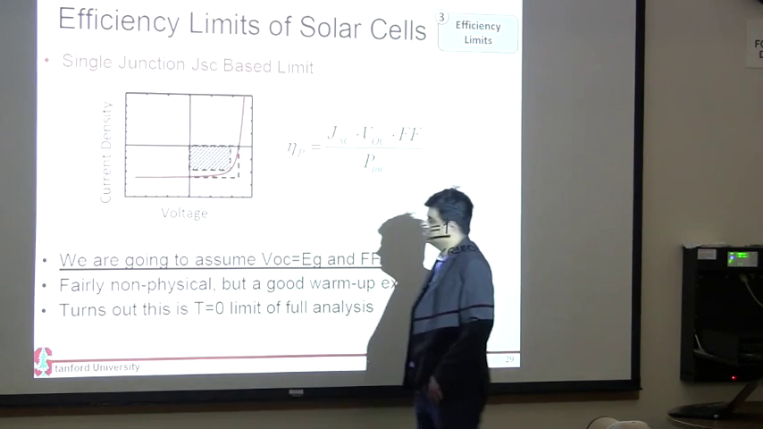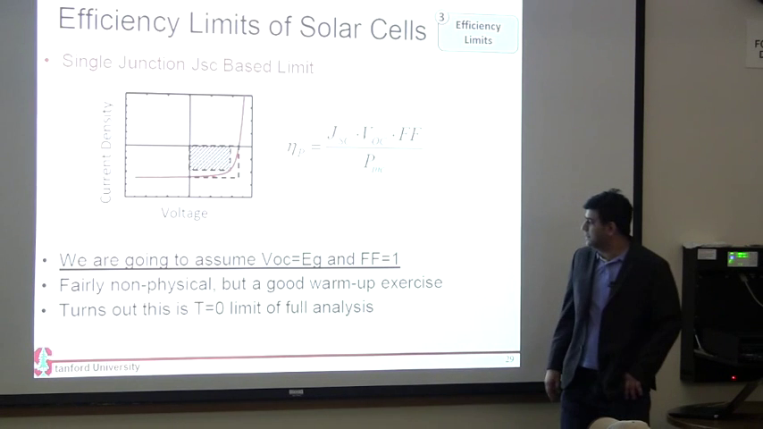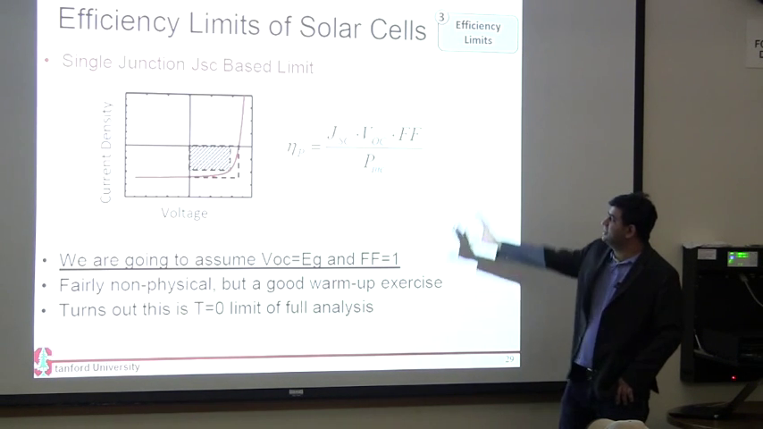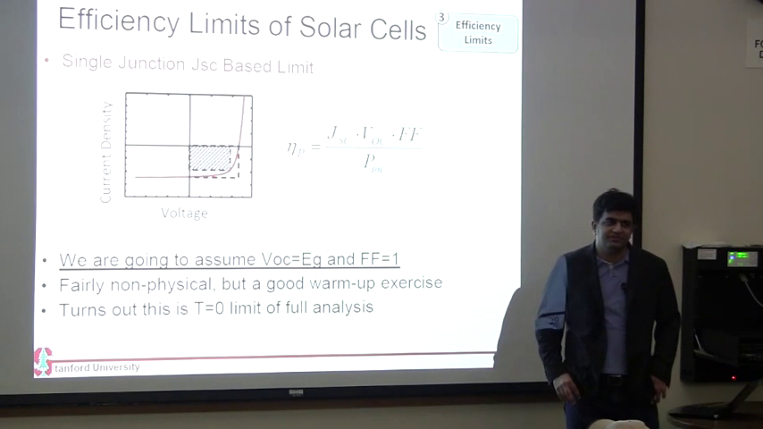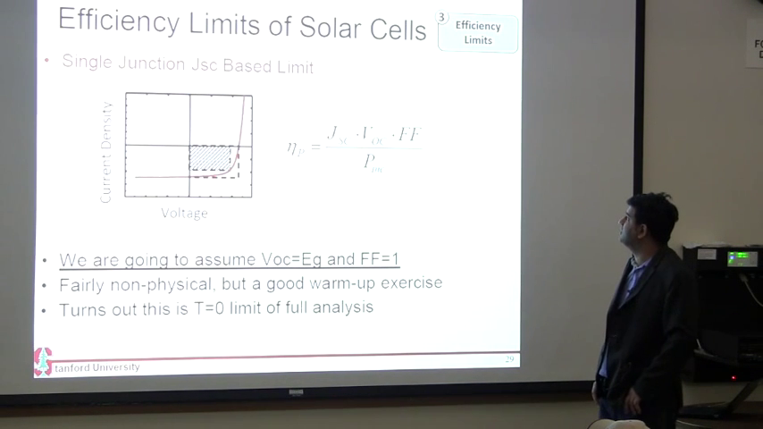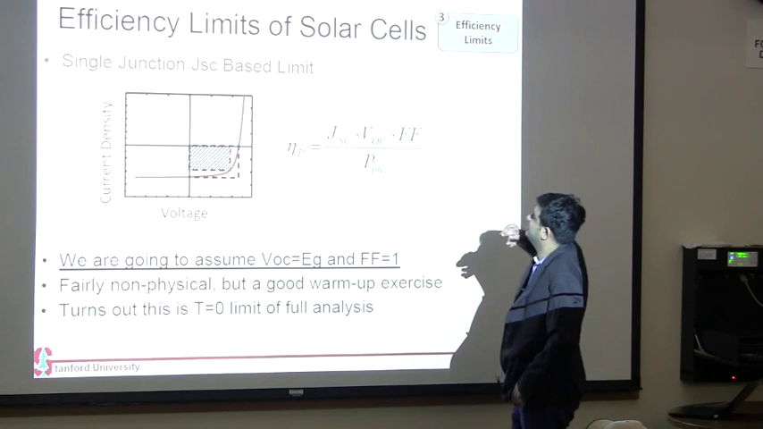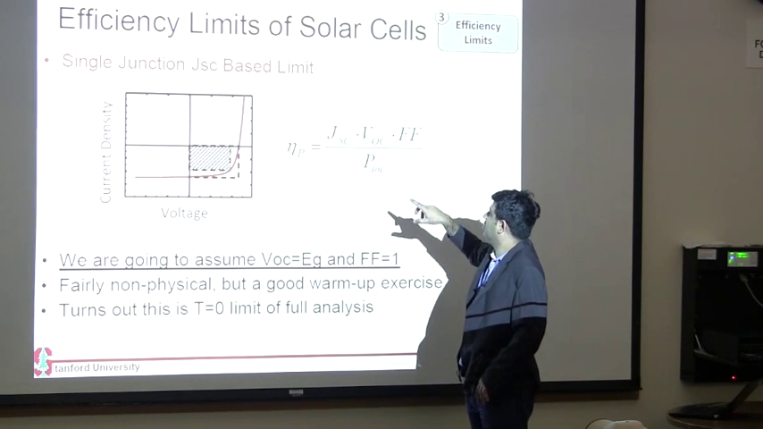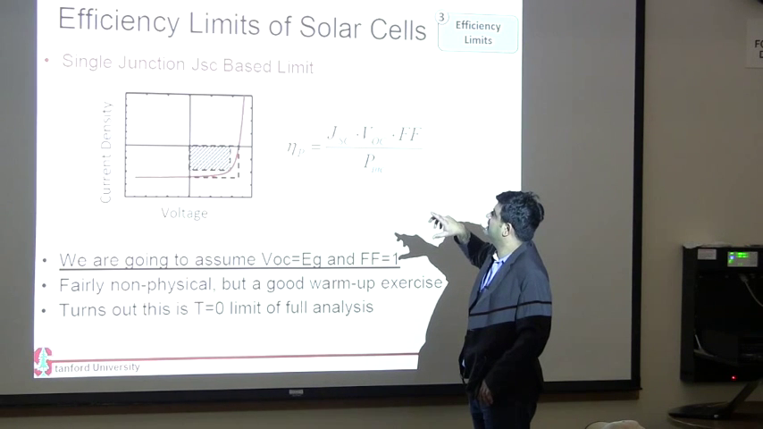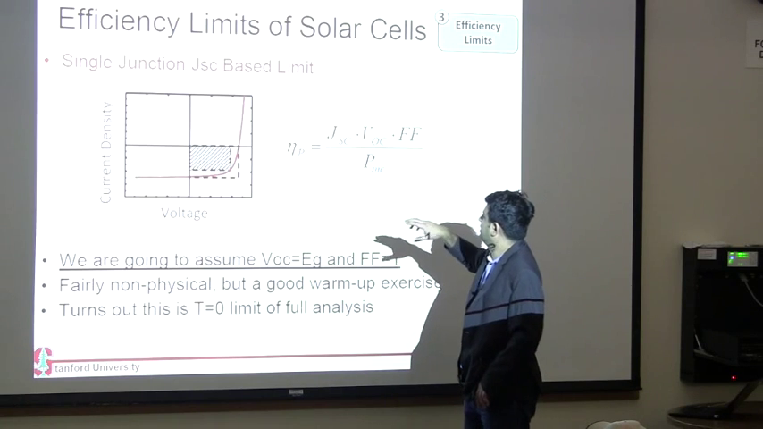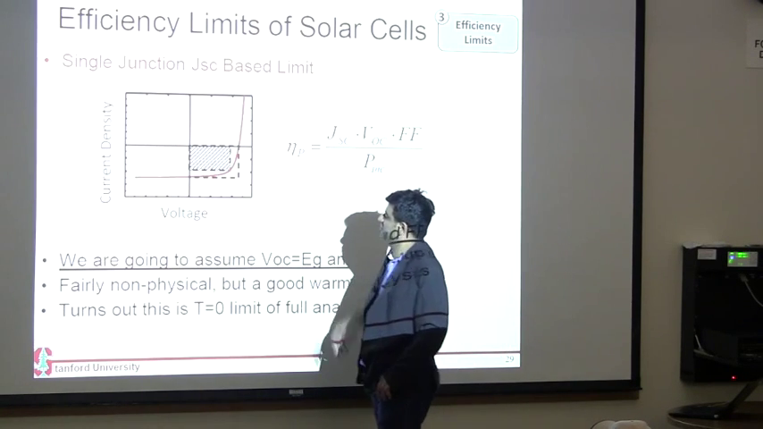And I'm sure you know this is covered in a basic semiconductor class. But assuming this, the question I want to emphasize here is: what is the maximum efficiency I can get out of a single material crystalline solar cell, given that I have this kind of operation?